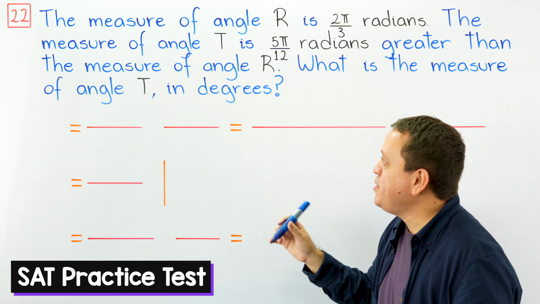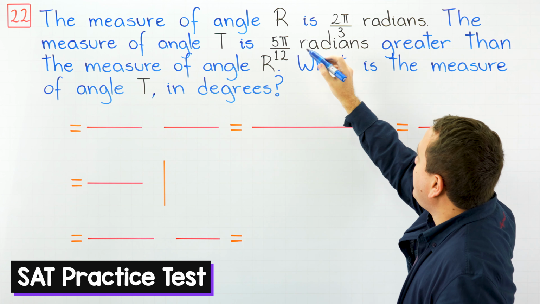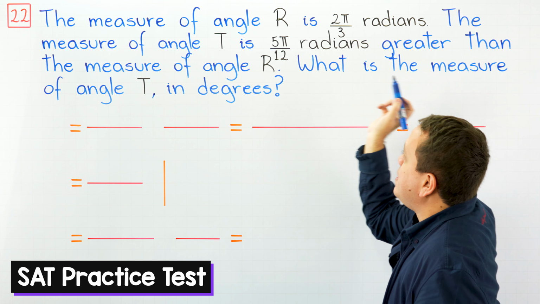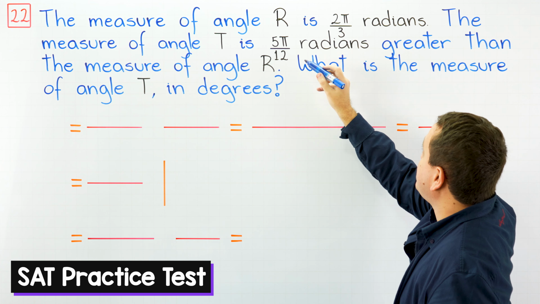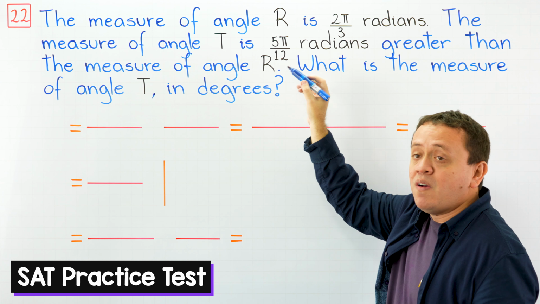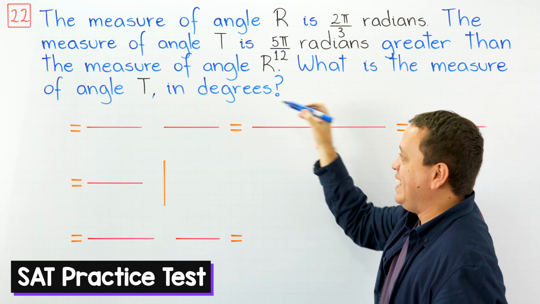Here comes a trigonometry problem. The measure of angle R is 2 pi radians over 3. The measure of angle T is 5 pi radians over 12 greater than the measure of angle R. What is the measure of angle T in degrees?